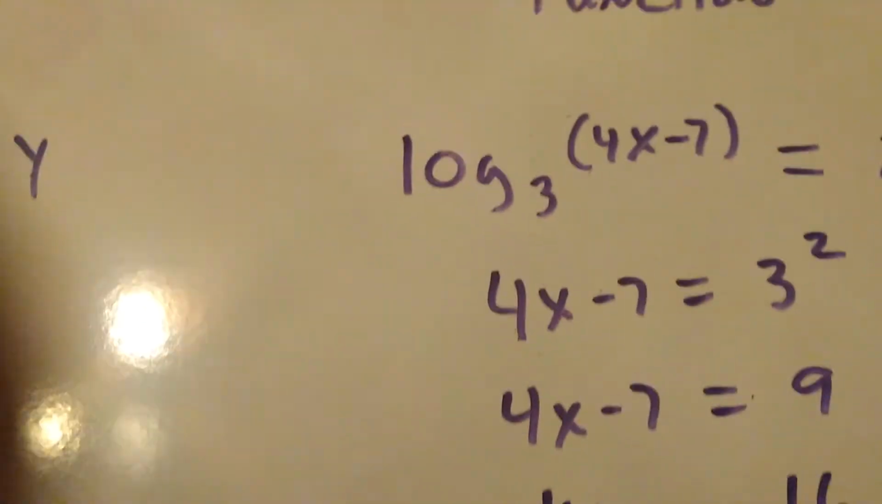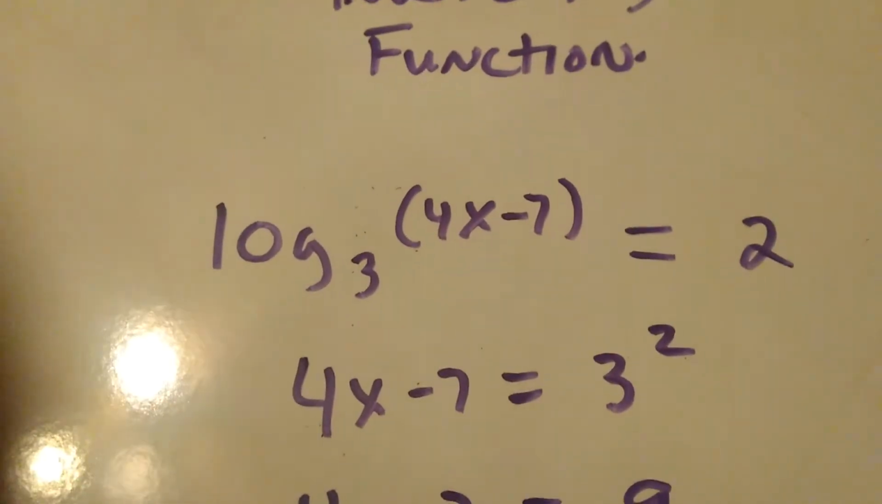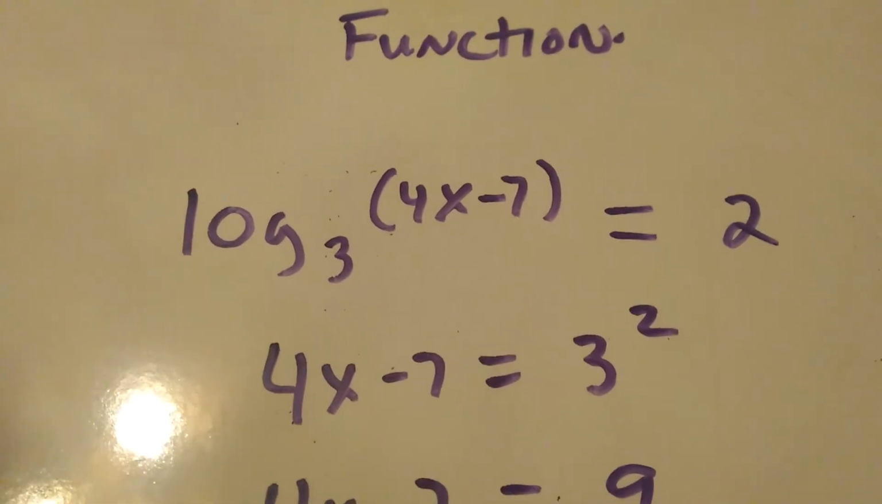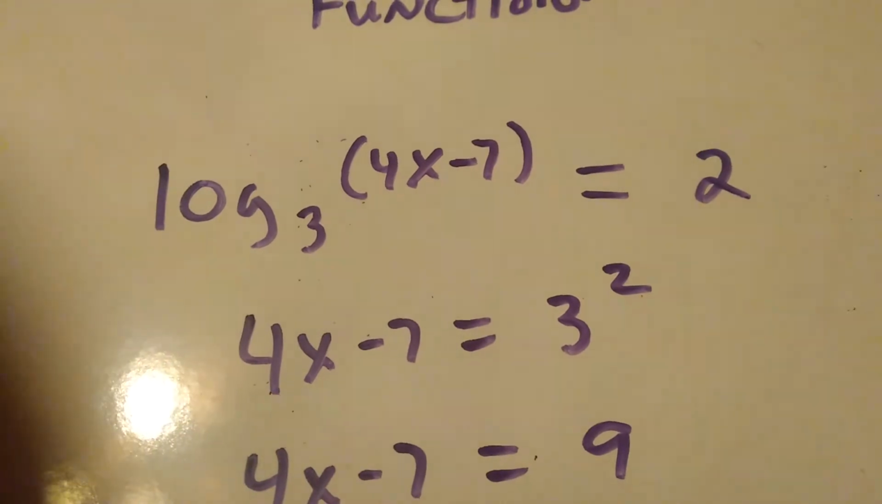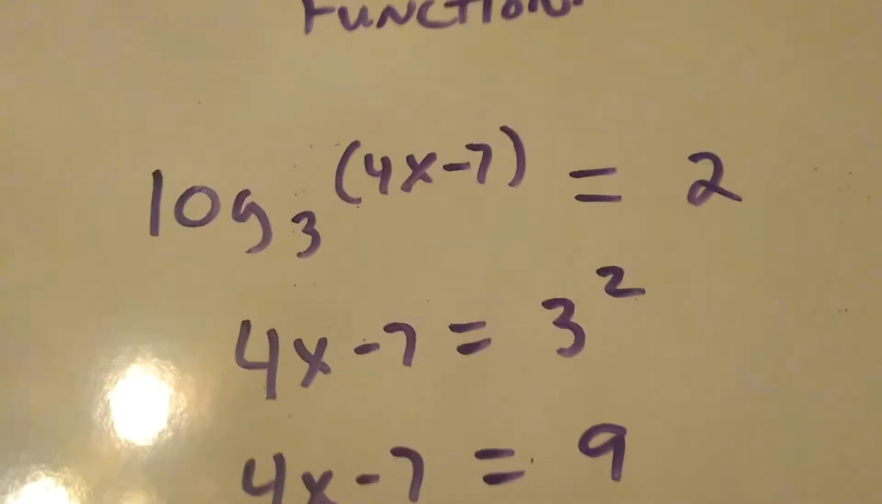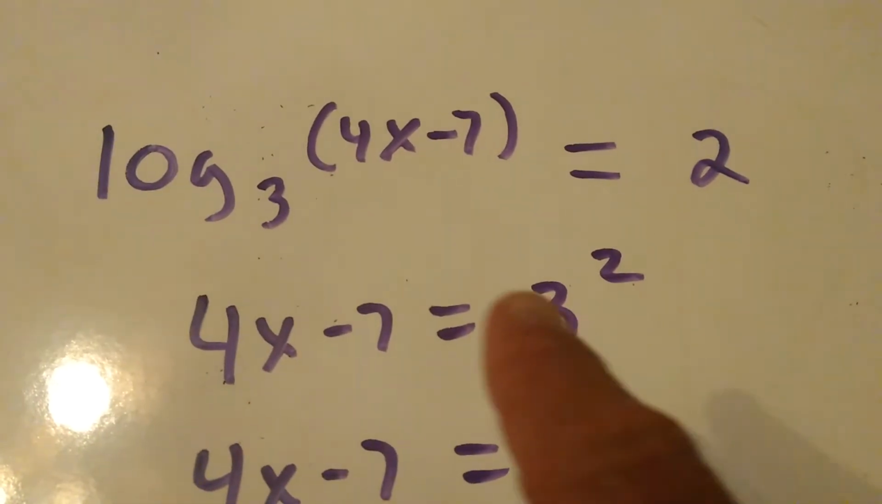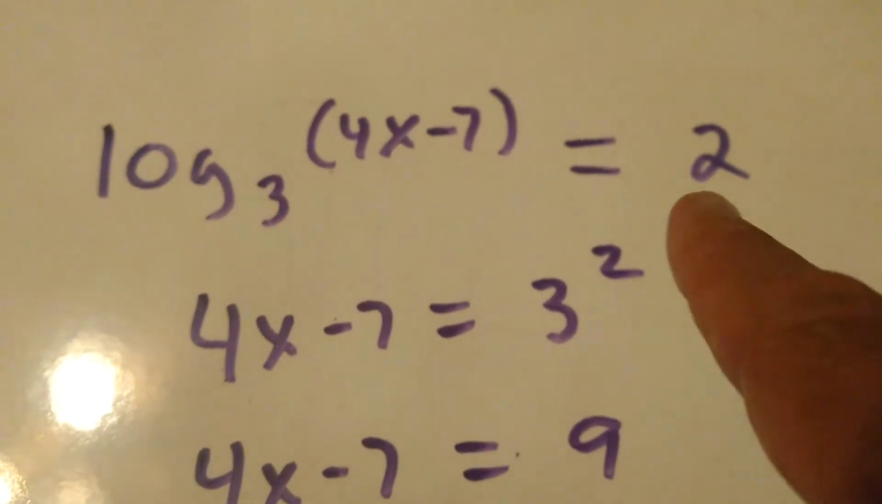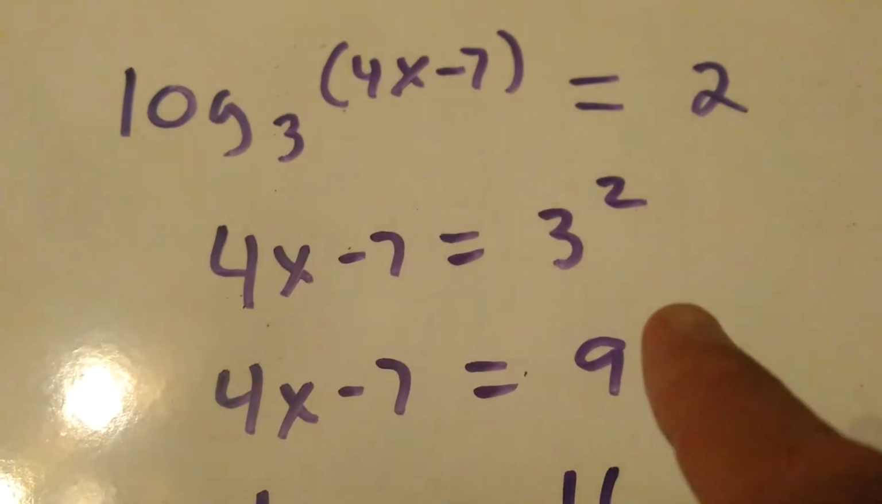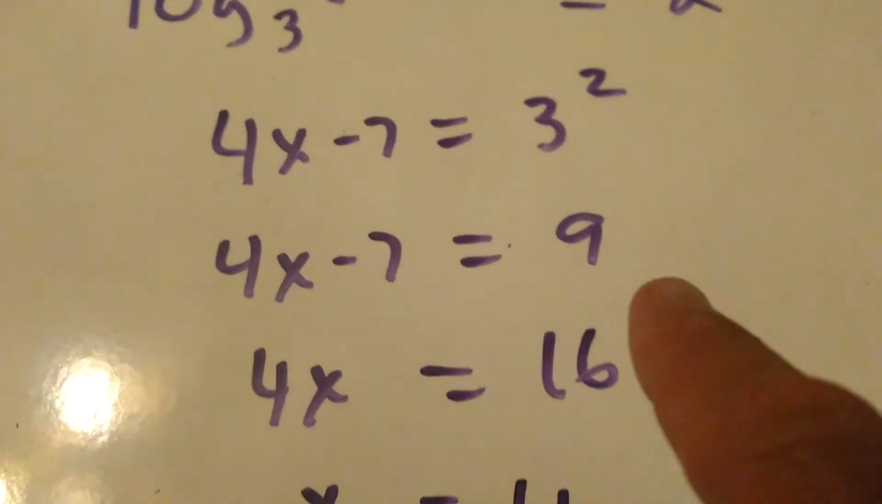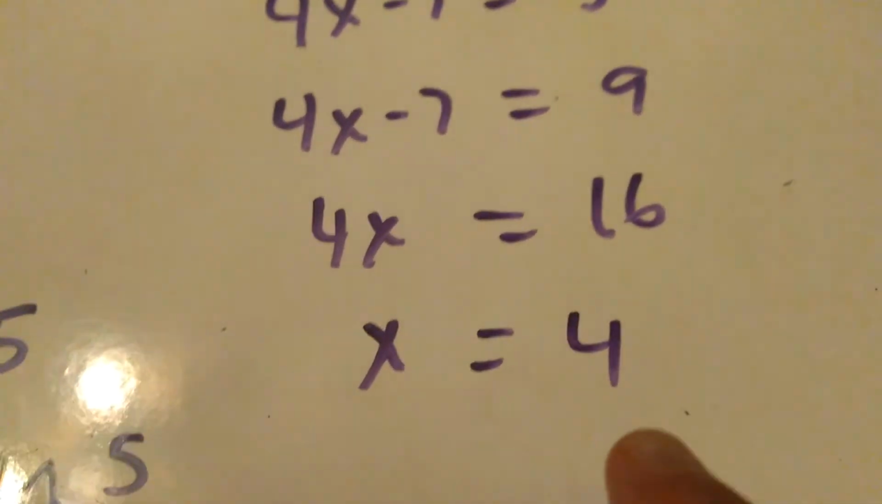We come over here, here's a logarithmic equation. And so in terms of this, basically what happens here is we're going to put it into exponential form. So we have base 3 to the 2nd power equals 4x minus 7. 3 squared is 9. Now we can add 7 over, get 16, divide by 4, we get x equals 4.